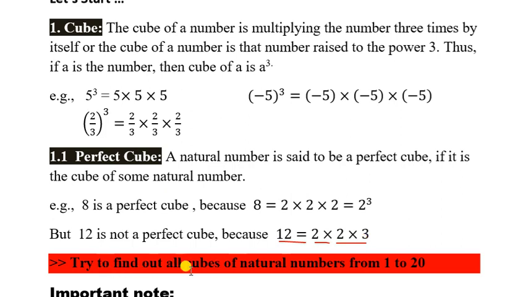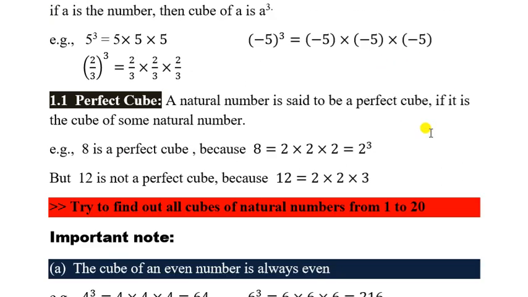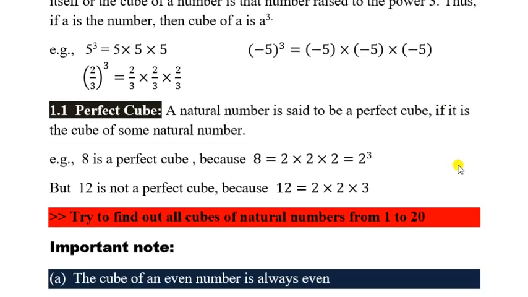Now one homework for you. Try to find out all cubes of natural numbers from 1 to 20. That means 1 cube is equal to 1 into 1 into 1, that means 1 only. 2 cube, 2 into 2 into 2, that means 8. 3 cube, 3 into 3 into 3 is equal to 27. In this way you have to find out till 20, all cubes of natural numbers. Remember this. This is your homework.